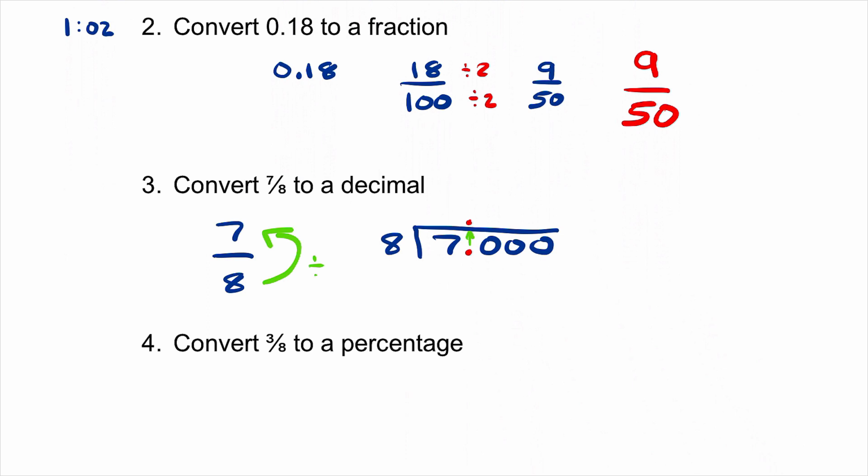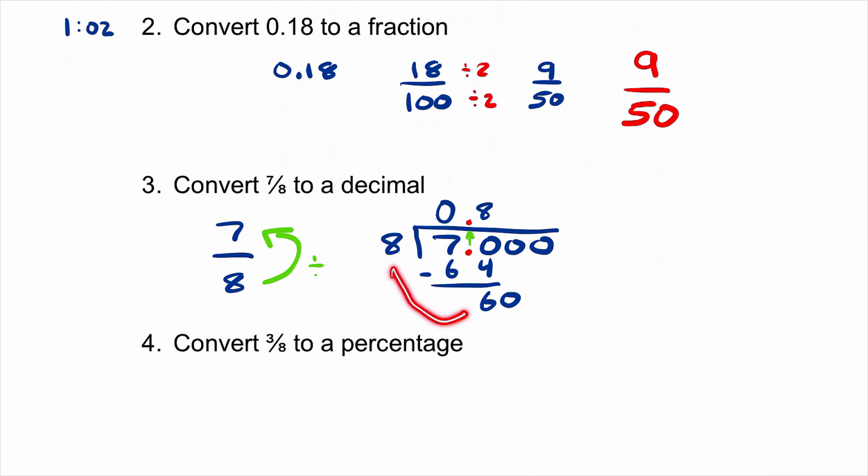Now I ask myself, does 8 divide into 7? Well, the answer is no, so we're going to put a 0 there. Now, does 8 divide into 70? Can 8 go into 70? Yes, it can. Well, how many times? Well, 8 times 8 is 64, so it goes in there 8 times. I put a 64 right there. Subtract this, and I'm left with 6.